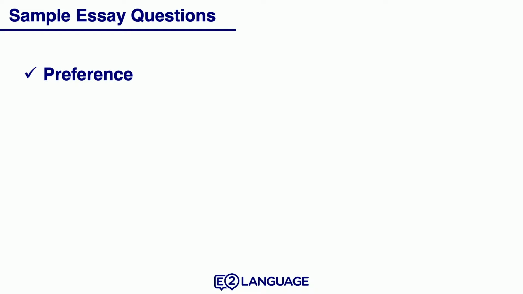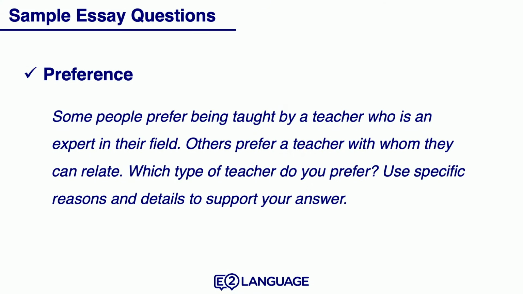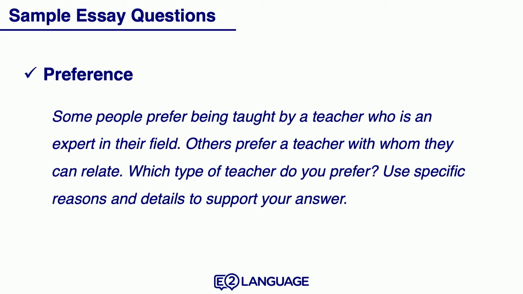Here's another type of question, the preference question. Now in this one, you'll be presented with two different views, or maybe three, and asked for your own opinion. For example, some people prefer being taught by a teacher who is an expert in their field. So that's the first side, the first view. Others prefer a teacher with whom they can relate. That's the second view. And then the question to you, which type of teacher do you prefer? And there's our sentence, as always, at the end. Use specific reasons and details to support your answer.